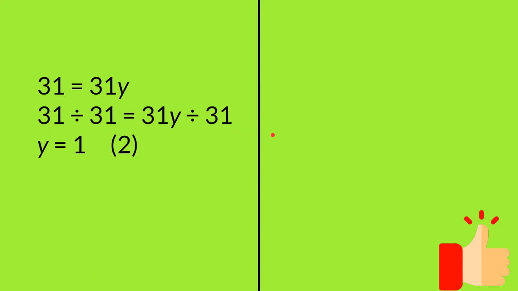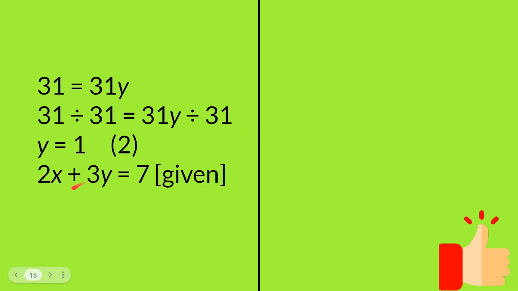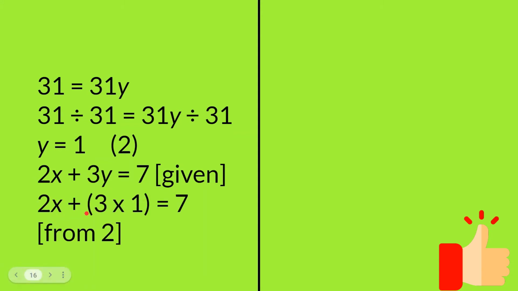Let's see how. So first we'll write any one of the equations, the starting equations which was given to us. We can take any one, but since 2x plus 3y is equal to 7 is simpler, we'll take that. And then we'll put the value of y here. So 2x plus 3 into 1, since y is 1, is equal to 7. And we'll cite this reference from 2. So 3 into 1 is 3, so 2x plus 3 is equal to 7. We'll subtract 3 from both sides. So 3 minus 3 is 0, 2x left on the LHS, while 7 minus 3 is 4. So 2x is equal to 4.